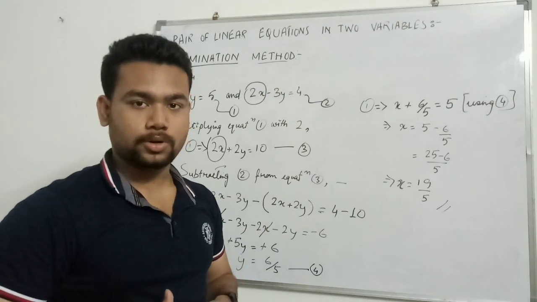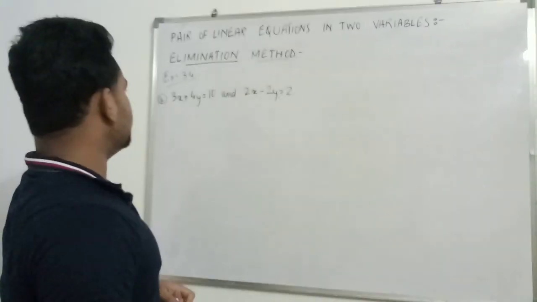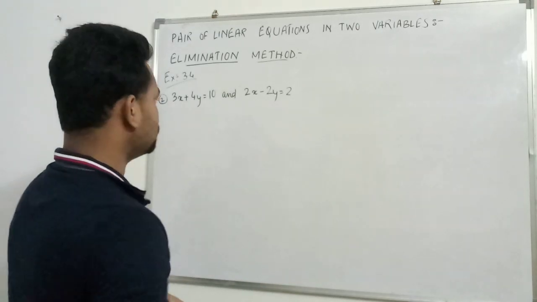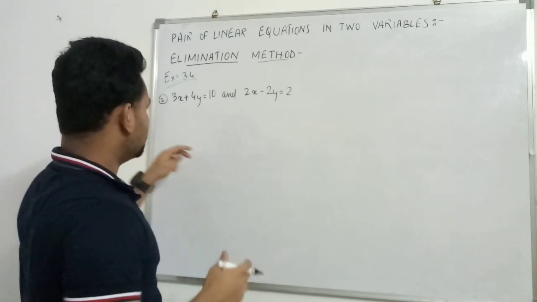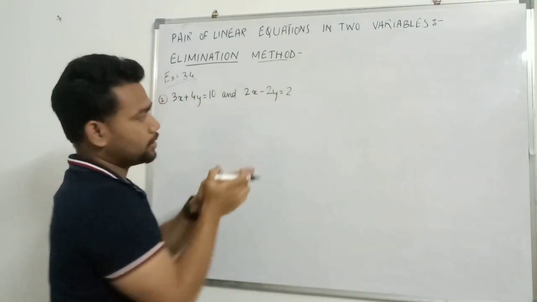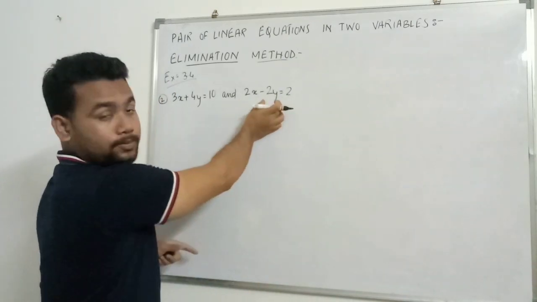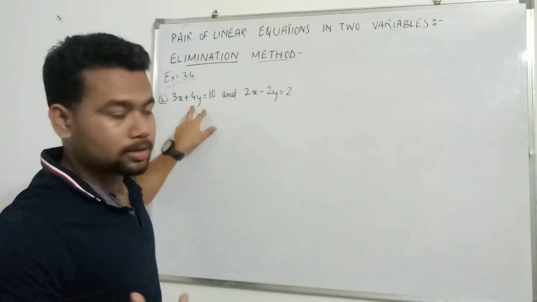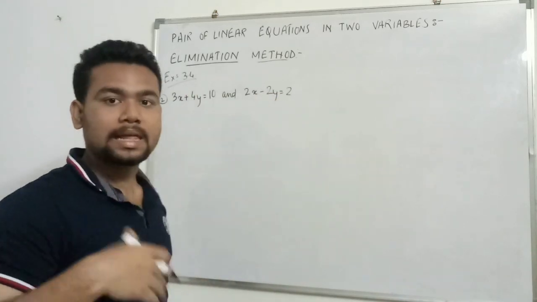So let's go for the next harder one. Question 2 is 3x plus 4y is equal to 10 and 2x minus 2y is equal to 2. Which one do you want to cancel out? In the first equation it is 4y and here it is minus 2y. If I multiply this equation by 2, we will get minus 4y, so they will cancel each other. One has a plus sign and one has a minus sign, so we will add.